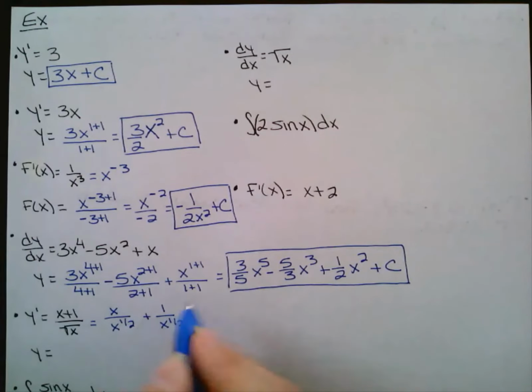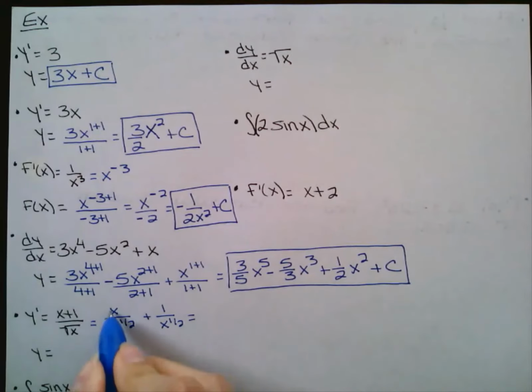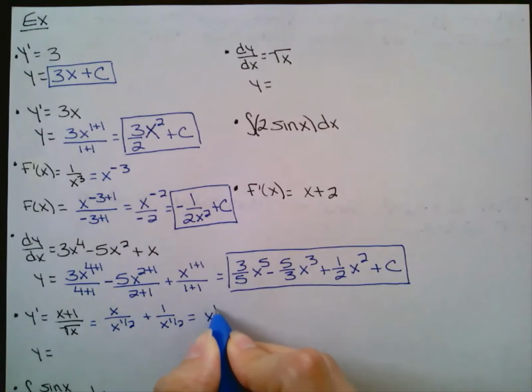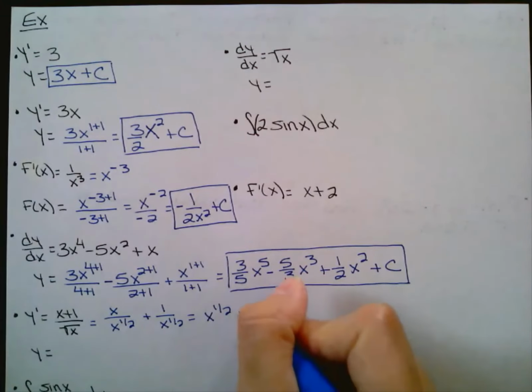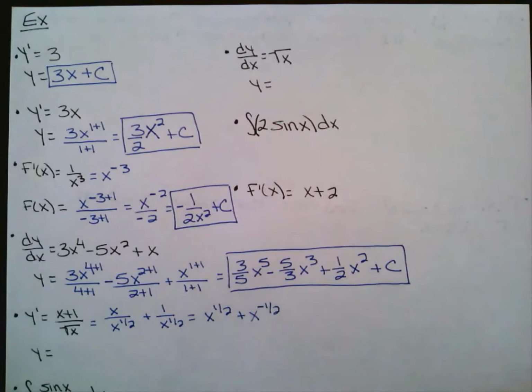Now to simplify this left one, if I have the same base, I can subtract exponents. My exponent in the numerator is 1. 1 minus 1/2 is just 1/2. And now here I don't have the same base, but I can bring this up with a negative exponent.